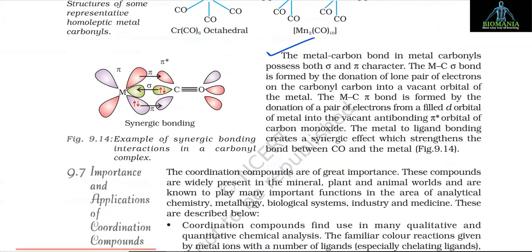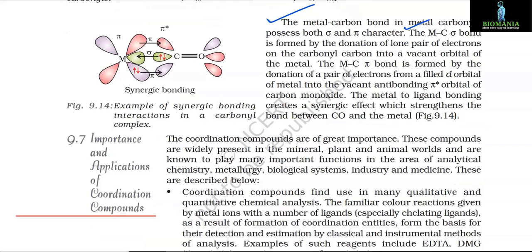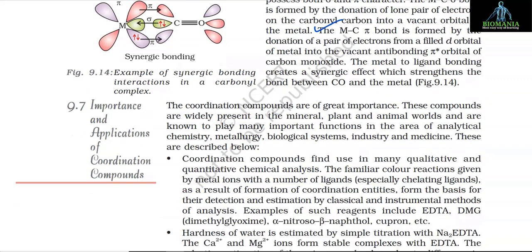The metal-carbon bond in metal carbonyls possesses both sigma and pi character. The M-C sigma bond is formed by the donation of lone pair of electrons on the carbonyl carbon into a vacant orbital of the metal. The M-C pi bond is formed by the donation of a pair of electrons from a filled d orbital of metal into the vacant antibonding, that is pi star orbital of carbon monoxide. The metal to ligand bonding creates a synergic effect which strengthens the bond between CO and the metal.